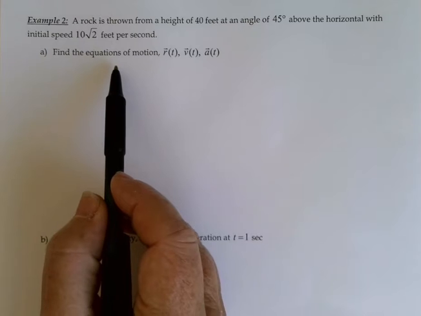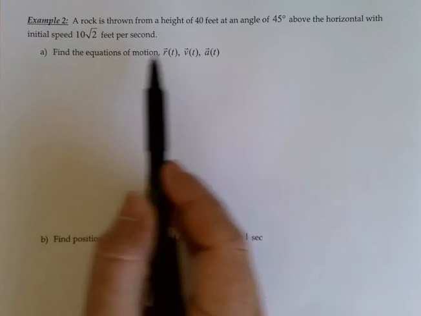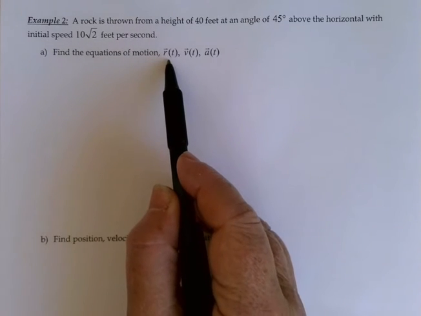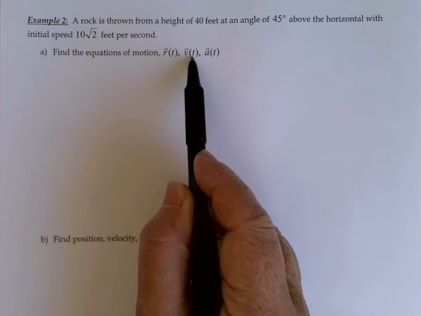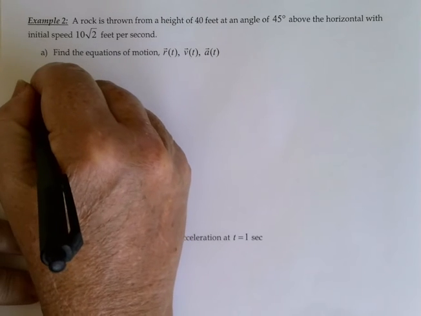The first thing we're asked for are the equations of motion, and anytime you're asked for that, we're referring to r, the position, v, the velocity, and a, the acceleration. So let's start with a little diagram.